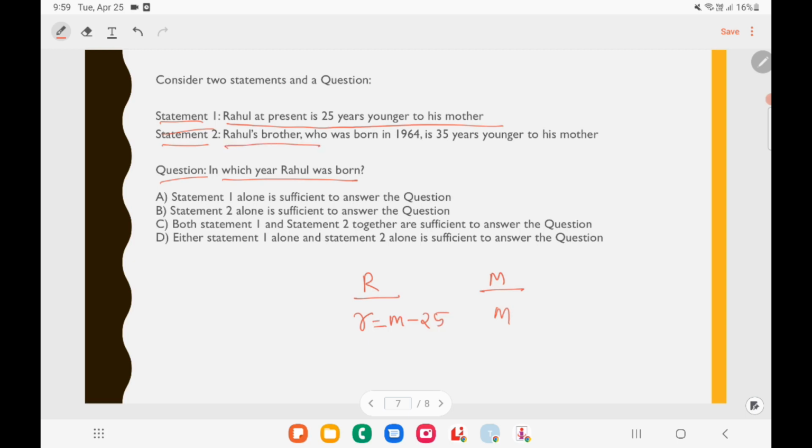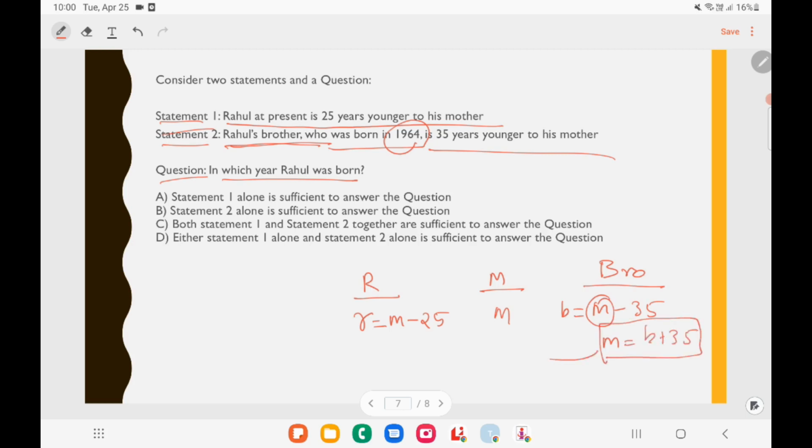Now statement 2 says that Rahul's brother who was born in 1964 is 35 years younger to his mother. So Rahul's brother is there, okay, and he is 35 years younger to his mother. So Rahul's brother, let's say his age is B. So B is equal to M minus 35. So from here you will get M is equal to B plus 35. So just substitute M equal to B plus 35 in this equation. So you will get R is equal to B plus 35 minus 25. So you will get R is equal to B plus 10.